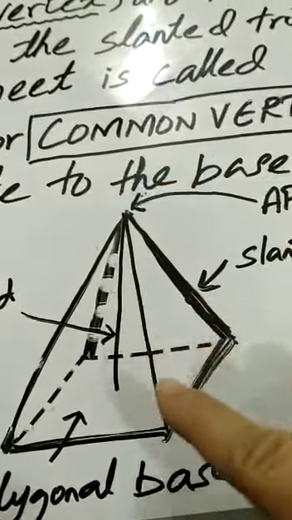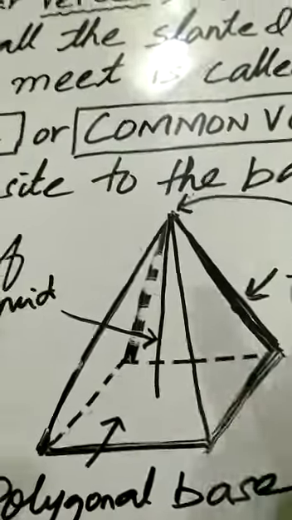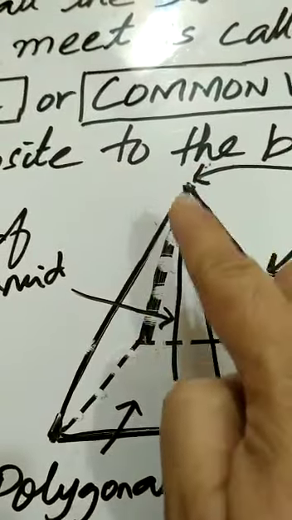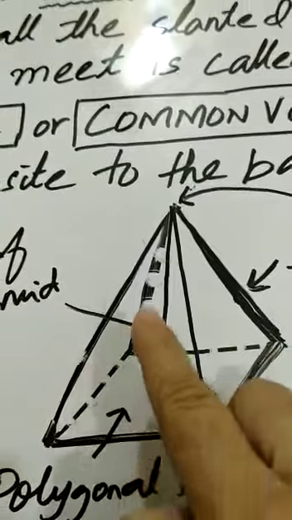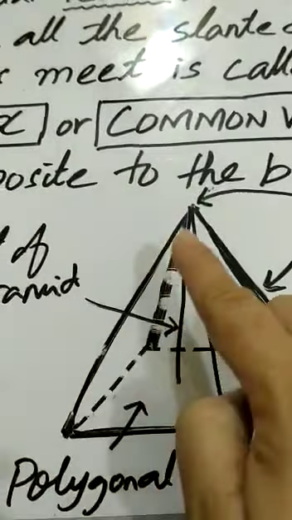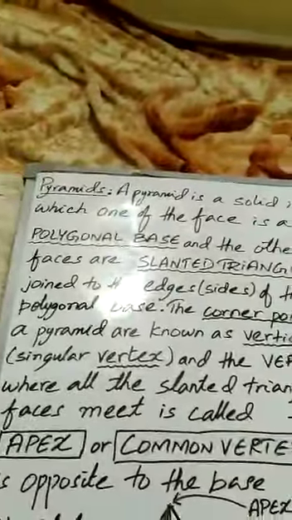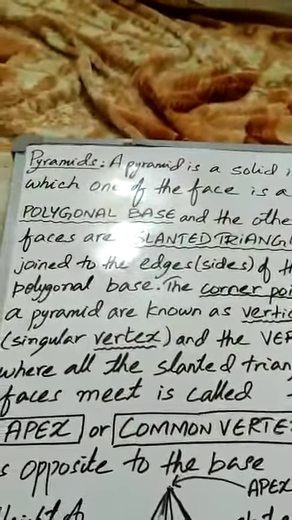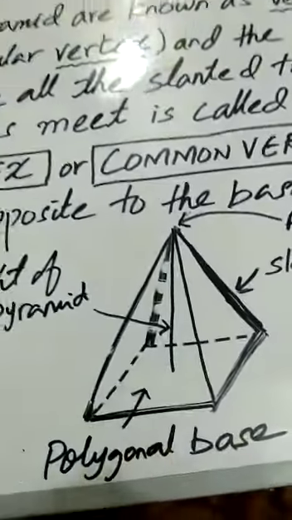This second one is another slanted triangle, so this is also attached with the base. Then the third one, which is visible at the back, I make it dotted. So this is the length of the square, with the triangle attached to it. Then the fourth one, this one. So a solid having a polygonal base and all the other faces slanted triangles, and all the triangles attached with the polygonal base.